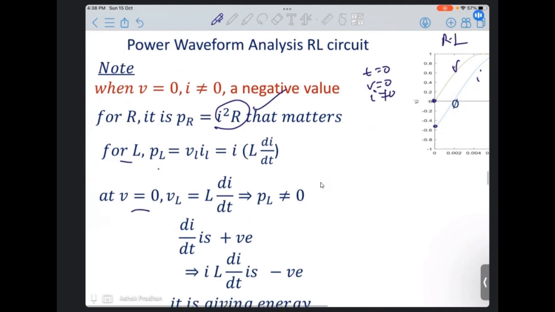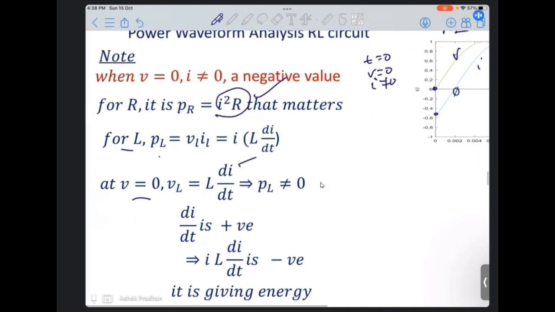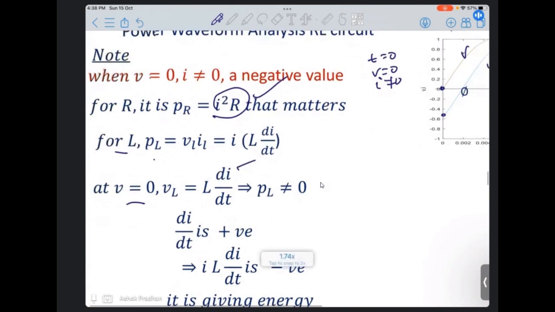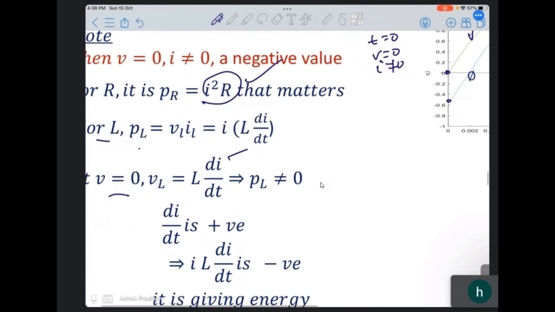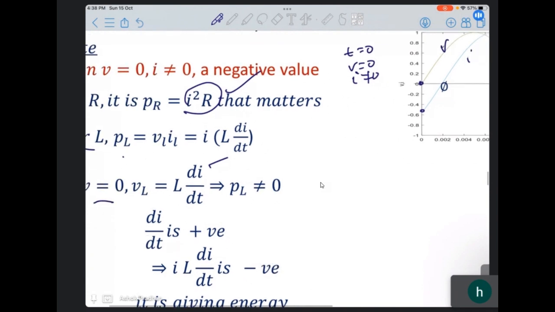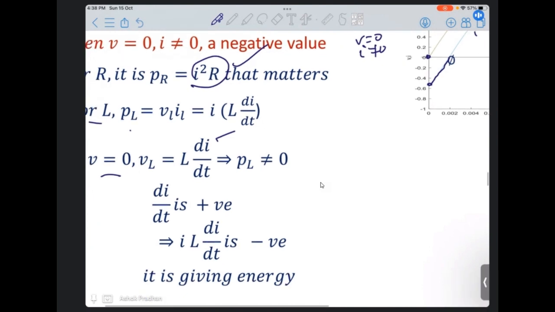So at V equals 0, V equals L di by dt. Therefore PL is not equal to 0, because neither I is 0 nor di by dt is 0. di by dt is positive here, because if you see this trend, di by dt becomes positive, so the inductor is giving energy at this point. I is negative, di by dt is positive, so that's why this factor comes out negative, and that is what we found in our earlier discussion also.